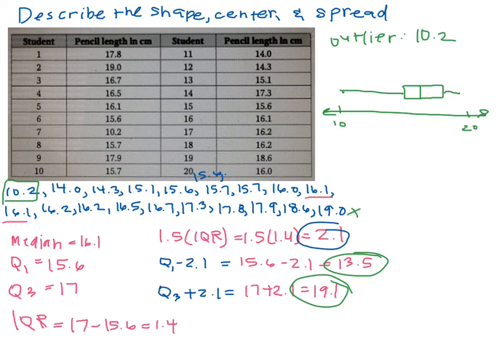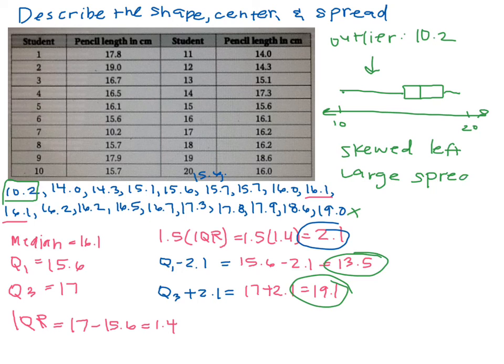Well, because there is this long tail over here, I can say that the shape of my data is skewed left. And because this part right here is so much larger than the other part, we can say that it has a large spread.